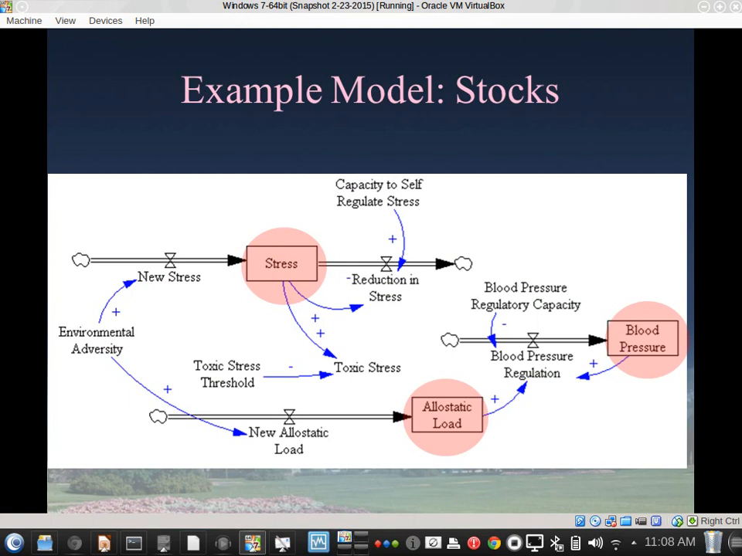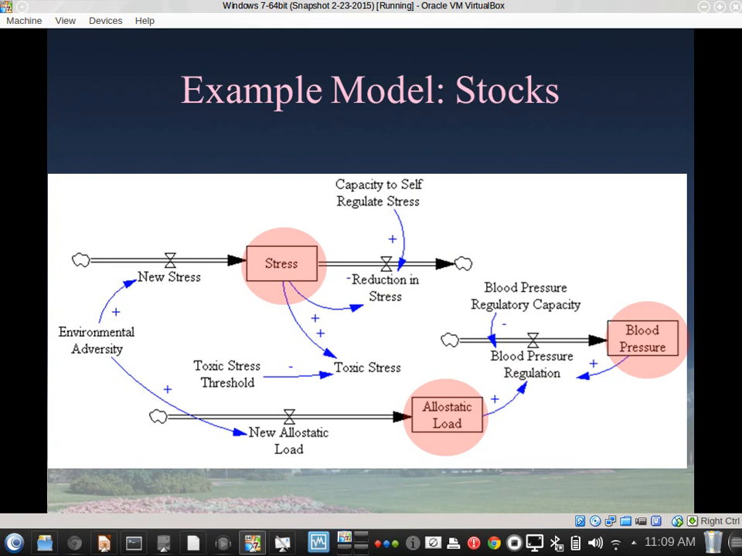So we might have something like this. And again, forgive the crudeness of this diagram, but we have stress levels, and stress leads to buildup of toxic stress, and toxic stress should be connected here to allostatic load. There should be an obvious link here. But that perhaps builds up allostatic load here, which contributes adversely to blood pressure, buildup of blood pressure over time. So it adversely affects the ability to regulate blood pressure. So here we might have stocks associated with current levels of stress, allostatic load, this wear and tear that's been built up, and blood pressure.